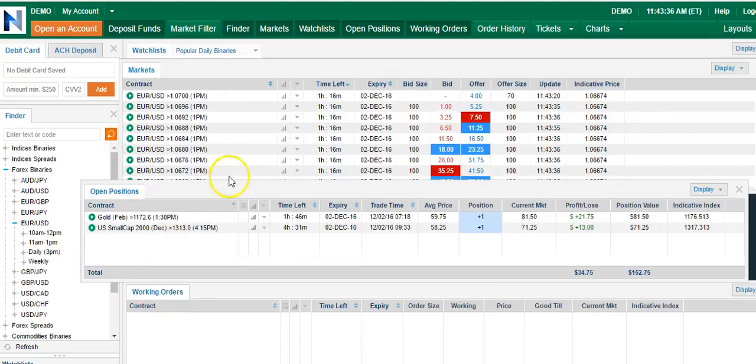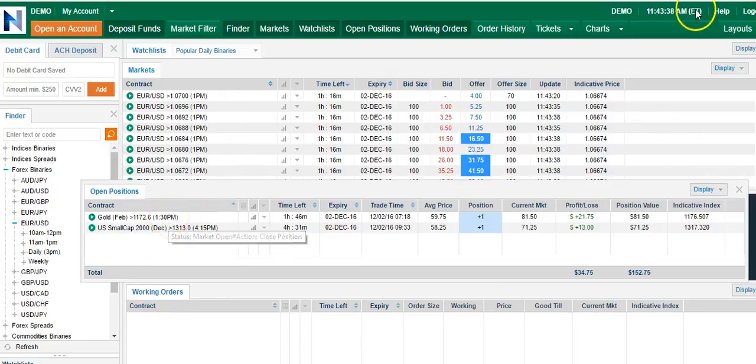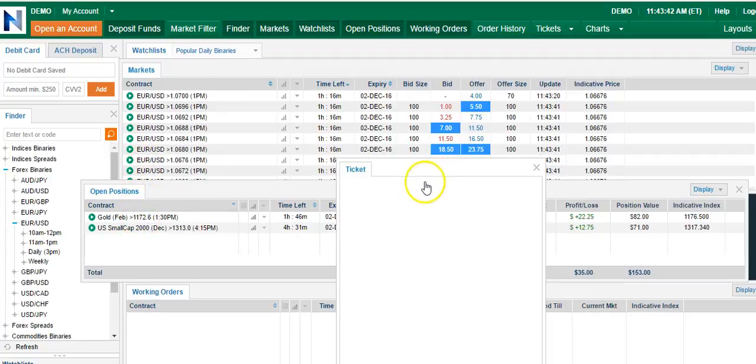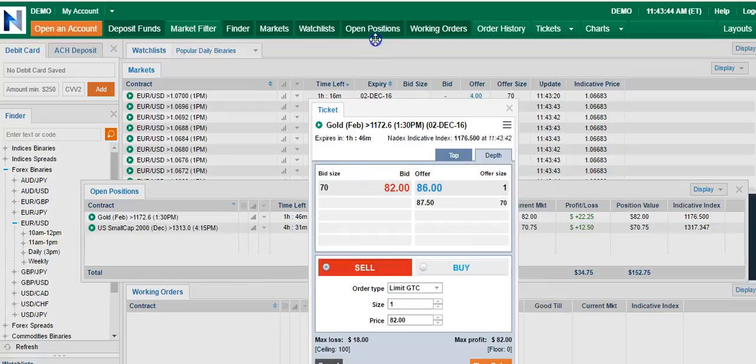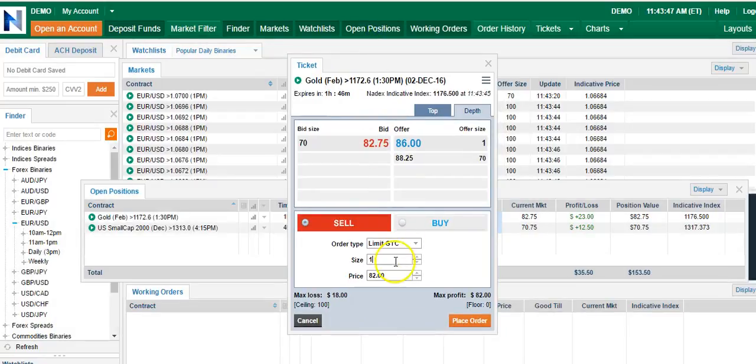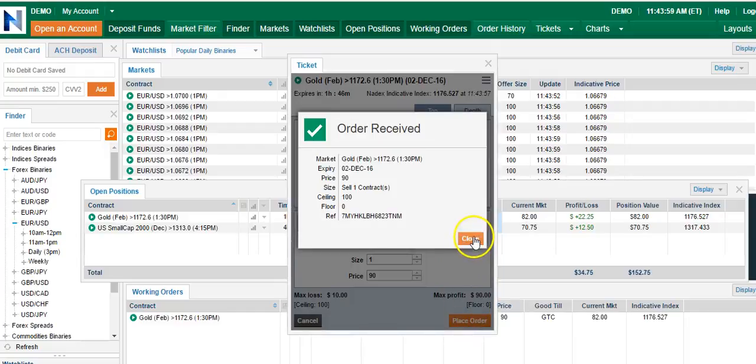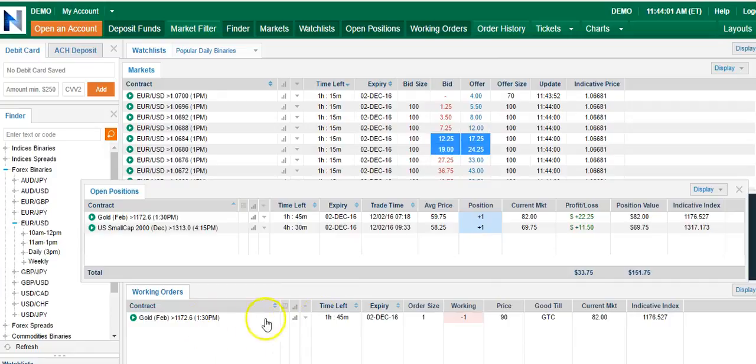But again, in this video, I'm just going to exit this position. So, open position, click on gold here, and I can exit it at the 82 area. Or if I wanted to say, okay, I want to put a profit target in, but I want to sell it at $90 and get out there. Just put $90 in it, and there you can see in my working order, it's $90 there.